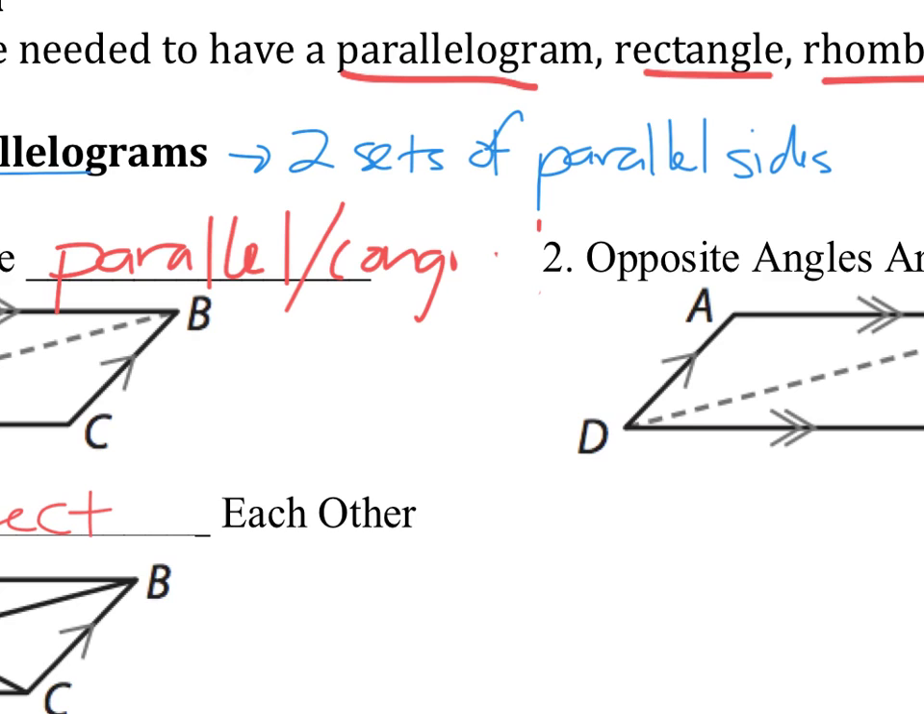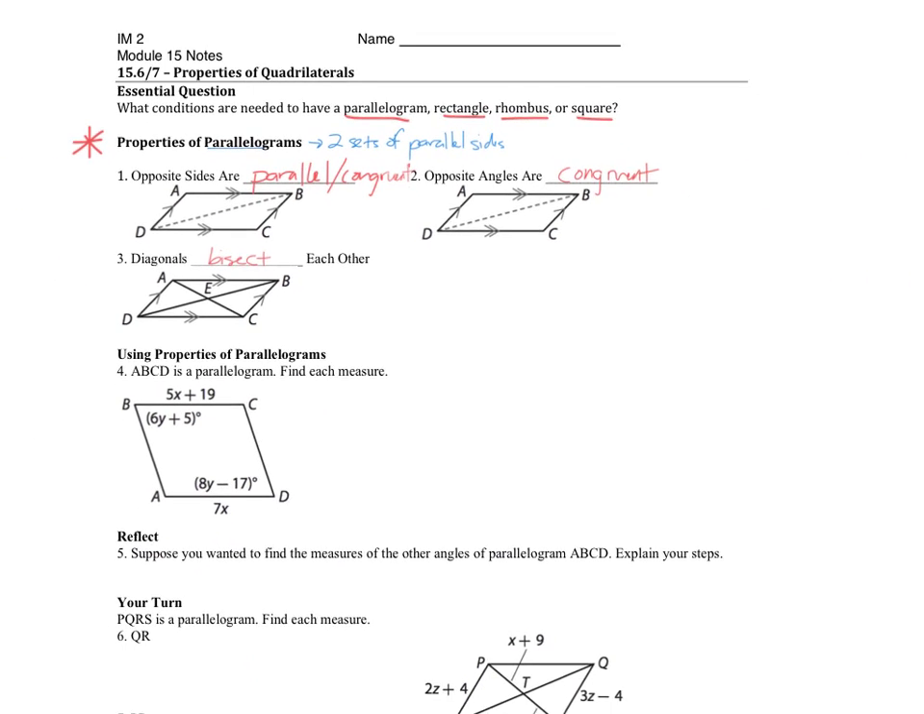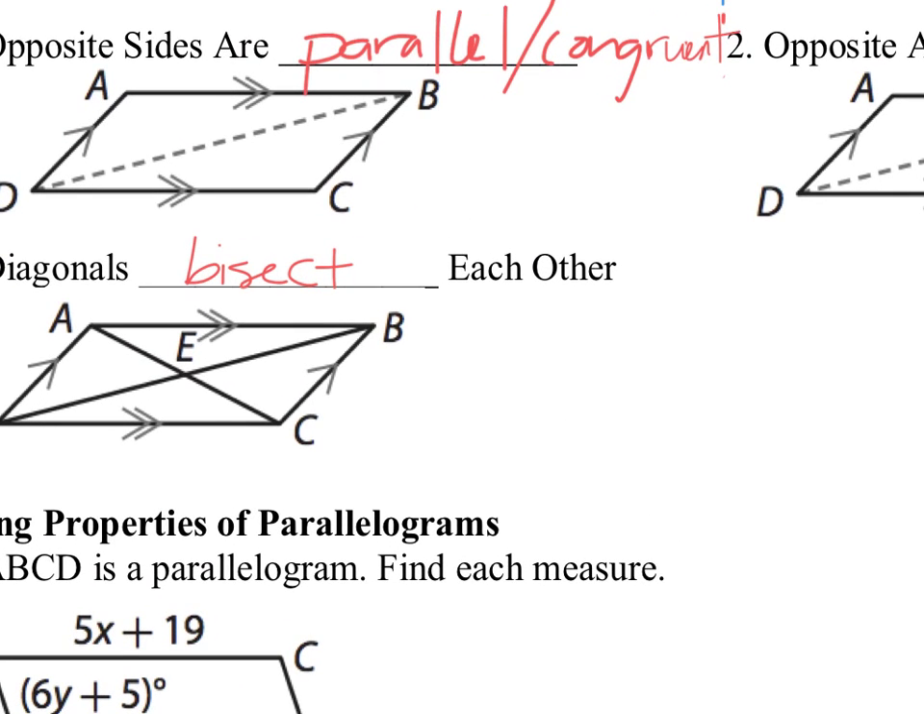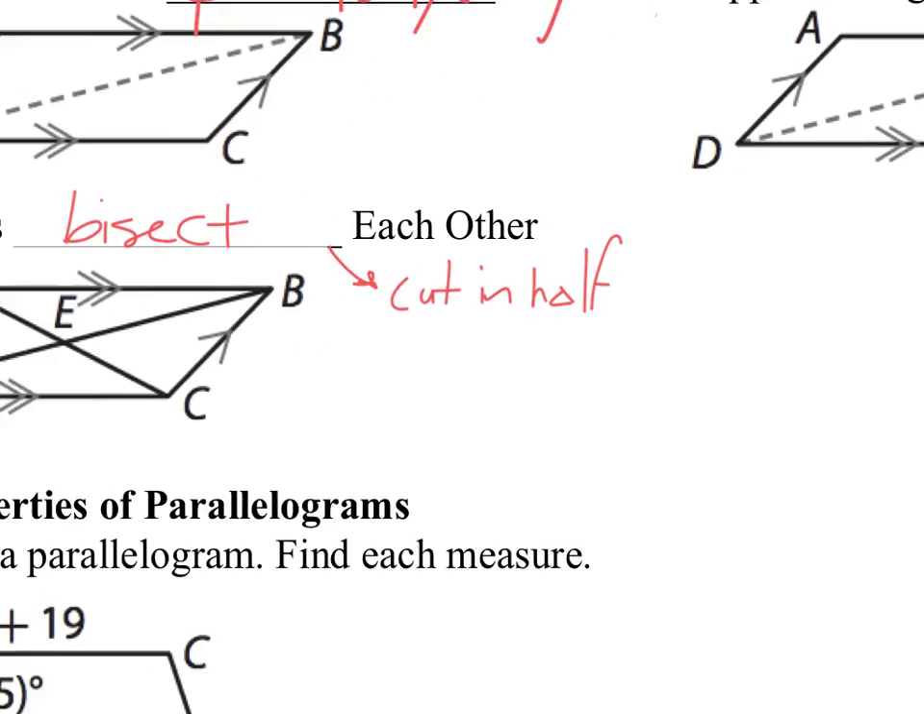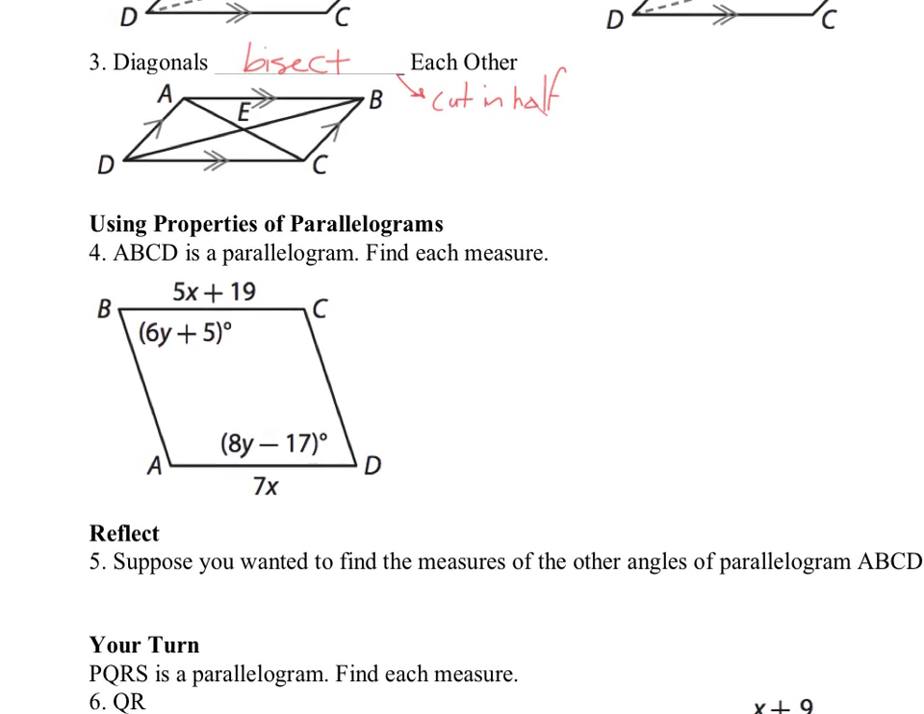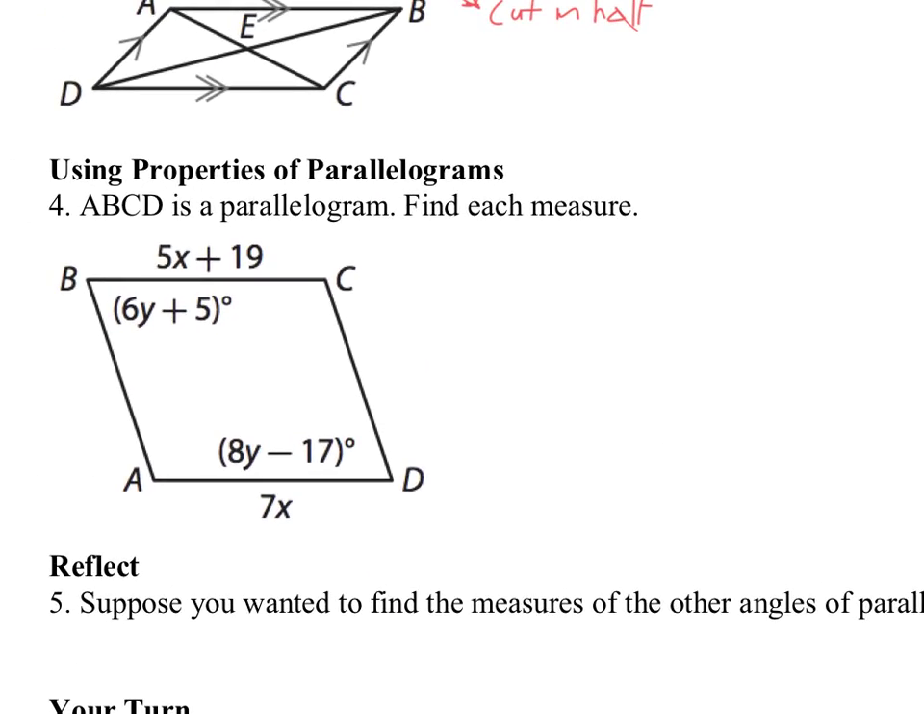Okay, and that's going to be a big recurring theme here throughout all of these shapes, is that those characteristics continue on for all of those. Okay, so opposite sides are congruent, opposite angles are congruent, and your diagonals will bisect each other. Again, meaning bisect that they cut in half. Half with an A. And so for number 4, it says ABCD is a parallelogram, find each measure.